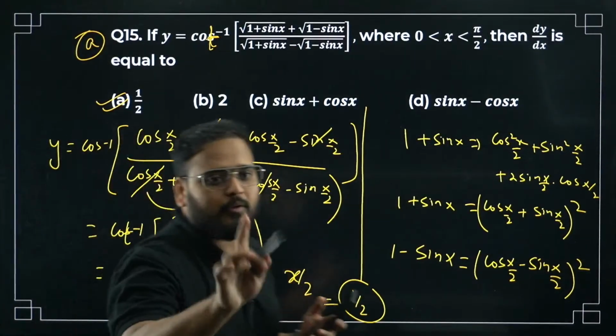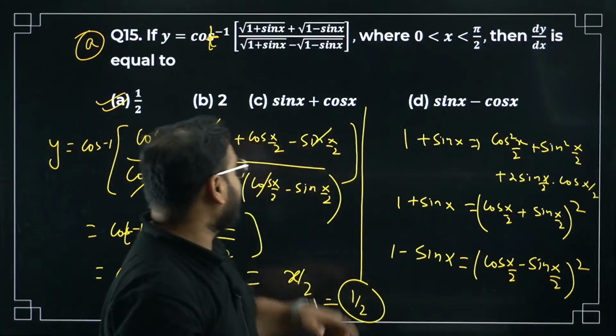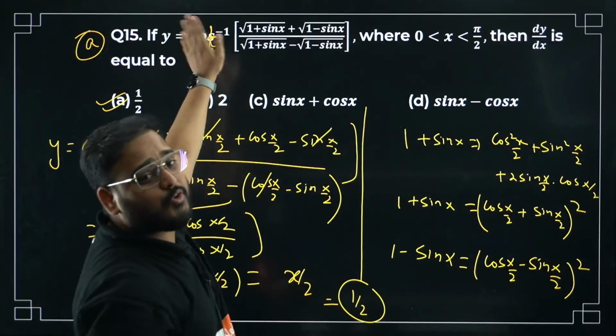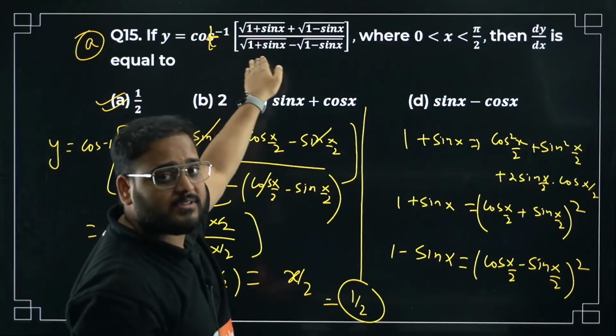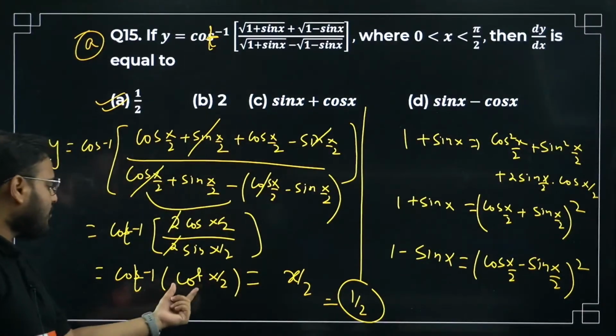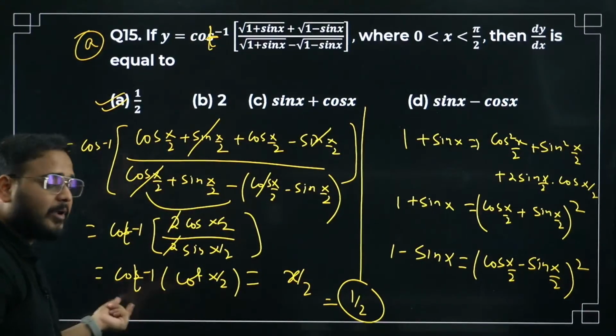Forgive me for right now. I want to make an apology. I have made a typing error. This is not cos, this is cot inverse, sir. The question is cot inverse. Otherwise, you can't operate. Cot inverse of cot. If it is cos inverse, you can't operate over here.